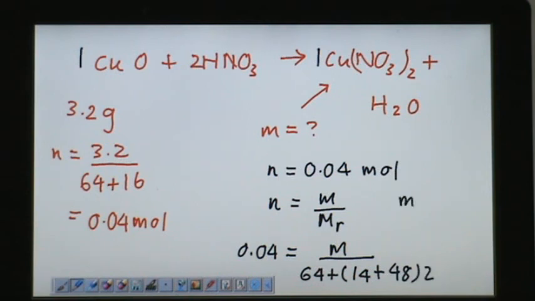So your mass, after your own calculation, you should be able to get 14 plus 48, and that will times 2, you plus 64, you get 188. You times 0.04, you're going to get 7.52. You're going to get 7.52 grams. Done.